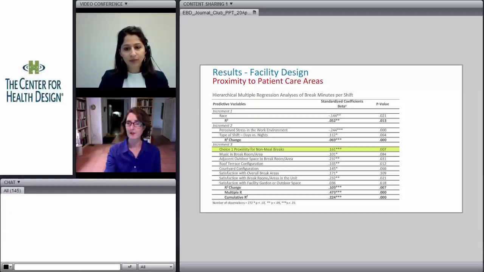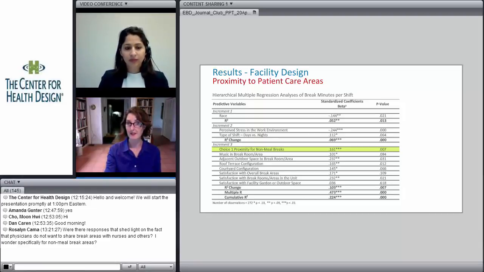So for those of us, including myself, who are maybe less familiar with statistics, can you just explain very briefly what hierarchical multiple regression analysis is and what it does that something like descriptive statistics is not?